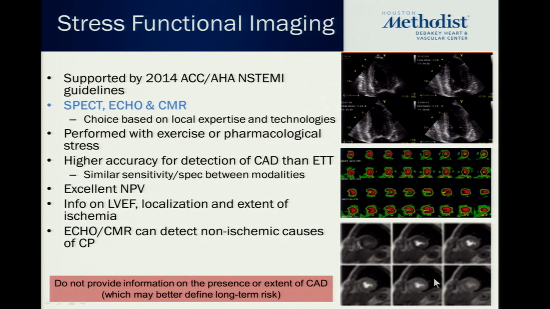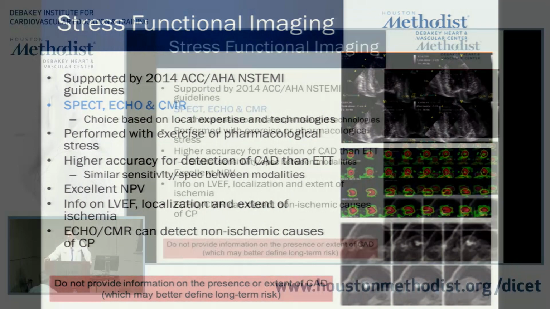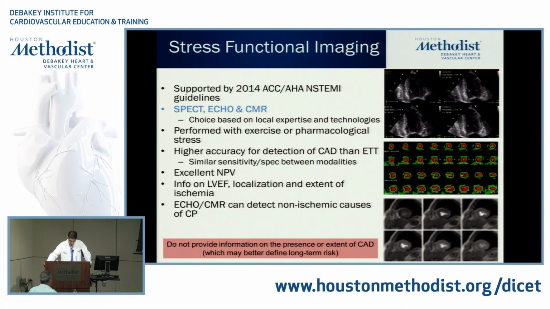That's led to a lot of functional testing where you do some imaging, and again, SPECT, echo, CMR. These are all great tests, all supported by the guidelines, and the recommendation is to use your local expertise and technologies. They have all been shown, again in the acute setting, to have a very high negative predictive value for ruling out acute coronary syndromes, and I'll show you a lot of slides, a lot of that is done here at our institutions. They've also been shown to have a high accuracy for detecting CAD compared to exercise treadmill testing, meaning their sensitivities and specificities are much better than ETT, generally on the order of about 85% for all the tests. That's kind of what I remember.